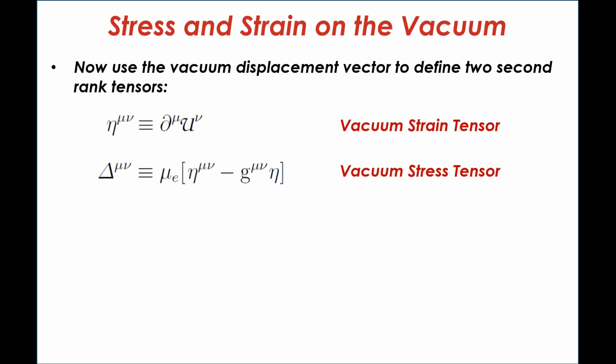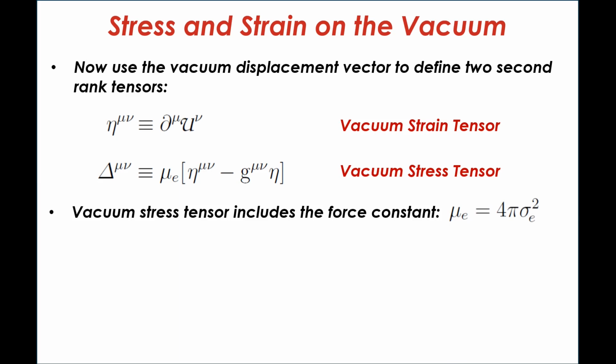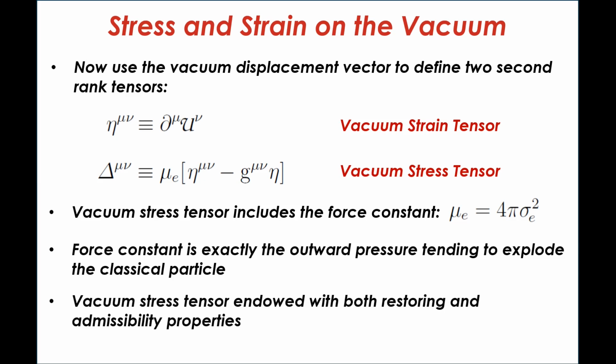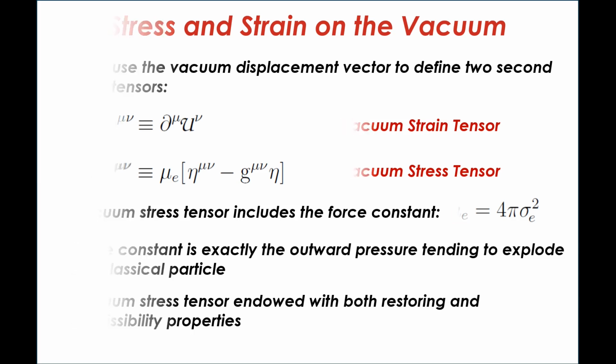We see that the vacuum stress tensor is multiplied by a force constant μ_e equal to 4π times the square of the fundamental surface charge density. In addition, this force constant is exactly the outward pressure of the classical electron charge density, tending to explode the particle. Finally, the presence of the metric tensor indicates that our vacuum stress tensor is endowed with a time-like restoring property and a space-like admissibility property.